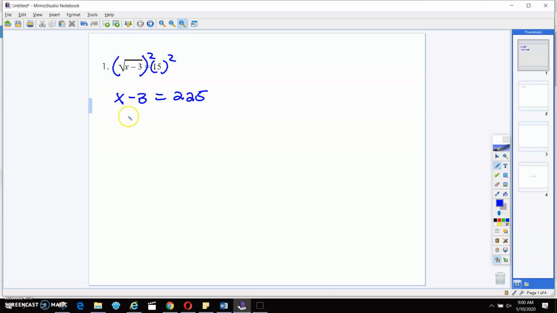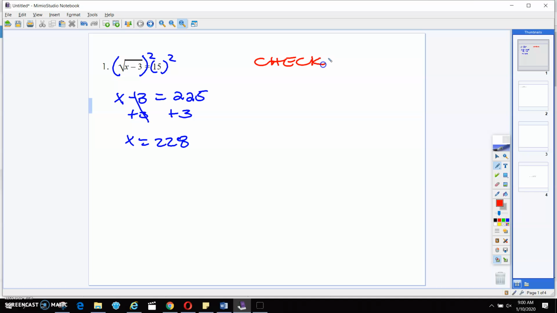So we're trying to add 3 to both sides. And that's going to give me x equals 228, right? Now my fourth step is to do what? Check. A couple of y'all were like, I don't know how to check. So let's have this conversation really quick.